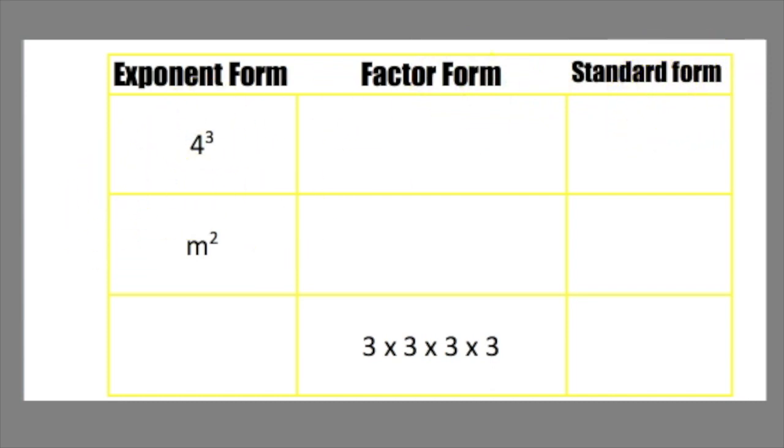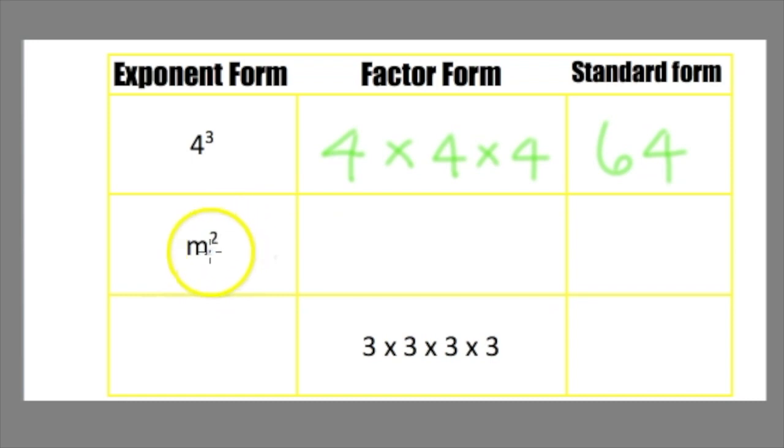So let's look at the first example. 4 to the 3rd power. 4 is my base, the 3 is my exponent. So when I'm factoring it out, I am going to factor out my base, and my exponent right here tells me how many times to factor it out. So 4 times 4 times 4, 3 times. So all we have to do now is just multiply our number. So 4 times 4 is 16. 16 times 4 is 64. And that is my standard form. Hope that makes sense.